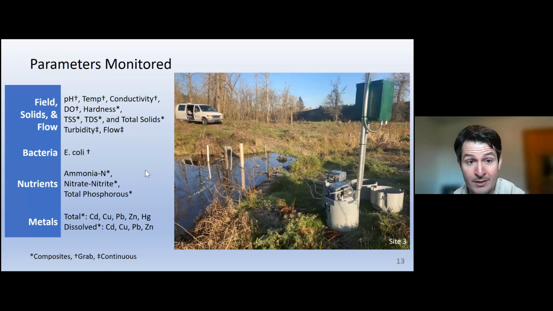The parameters I monitored are listed here. I did a bunch of field measurements with hand meters. I measured hardness, some solids, E. coli using a grab E. coli Alert method, a couple different nutrients, and several metals in total and dissolved form.